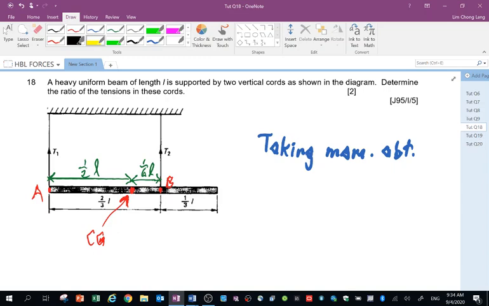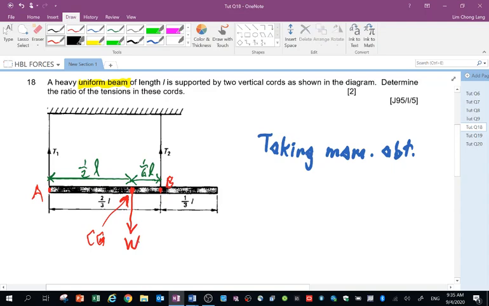I have one end which I call A, and somewhere near the other side where the second cord suspended the beam, I call it B. So take note of the word uniform beam. It means that the center of gravity is located at the center of the beam. So it means that the weight of the beam is acting through this center of gravity. I call it W, right?